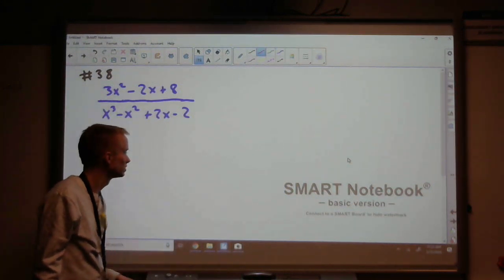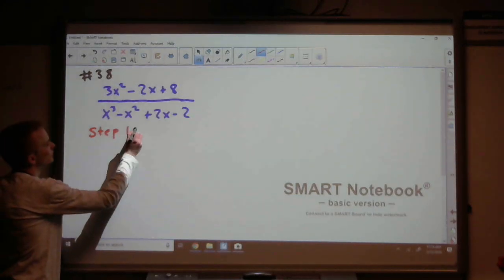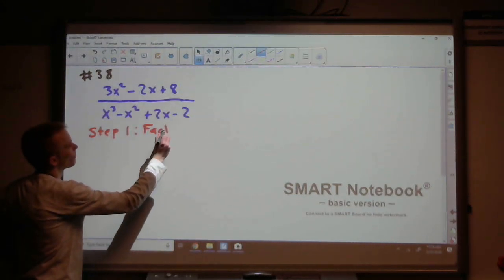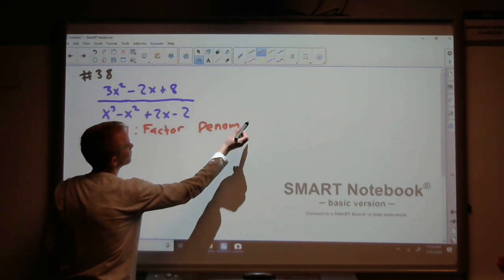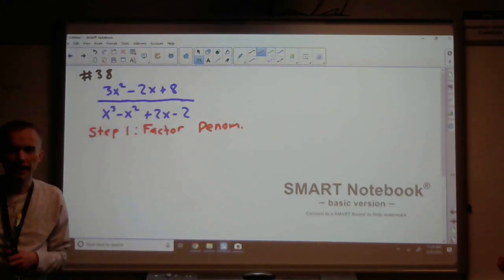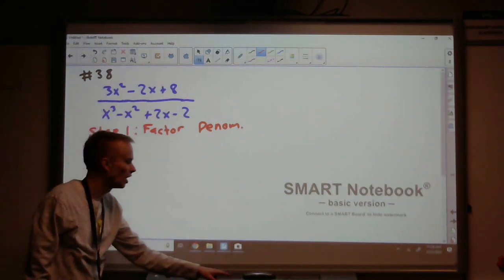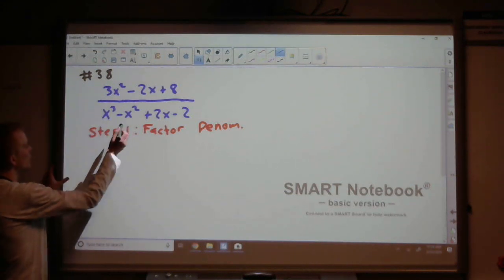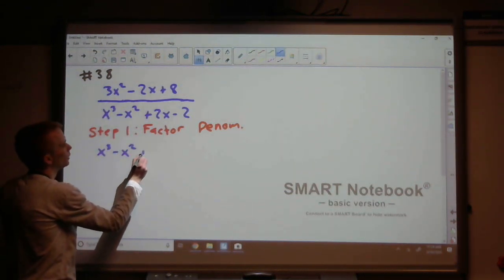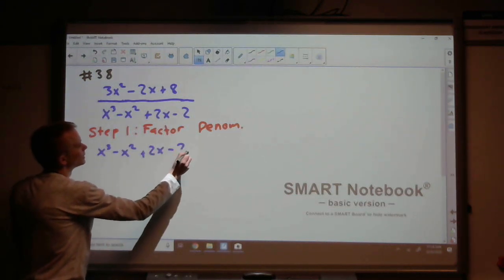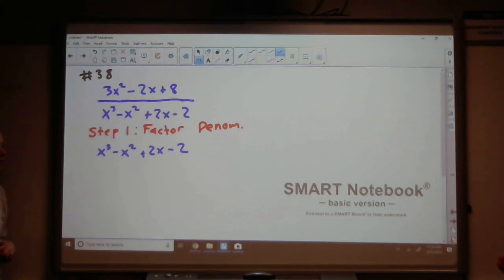And so our first step in dealing with this is factor the denominator. I'm just going to abbreviate it denom, if that's okay. So we want to factor the denominator. And the denominator is this x cubed minus x squared plus 2x minus 2, right? That's the bottom part of our fraction, the denominator, okay?